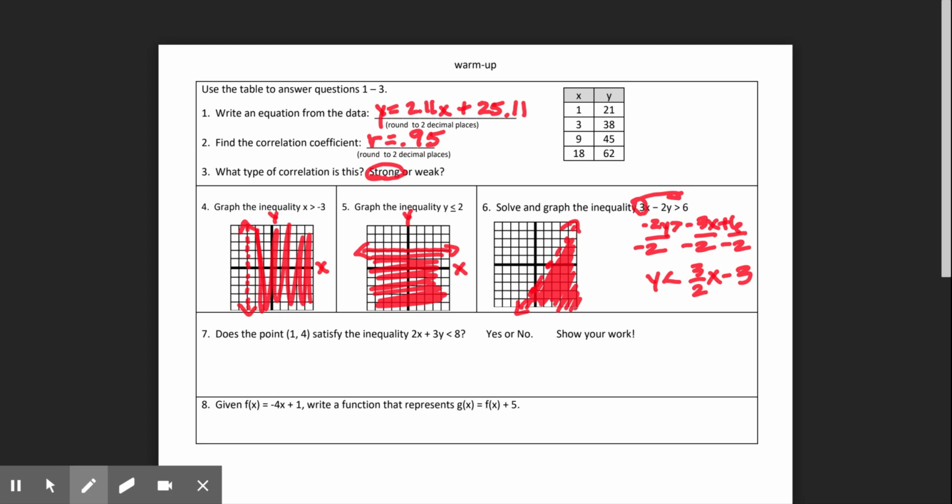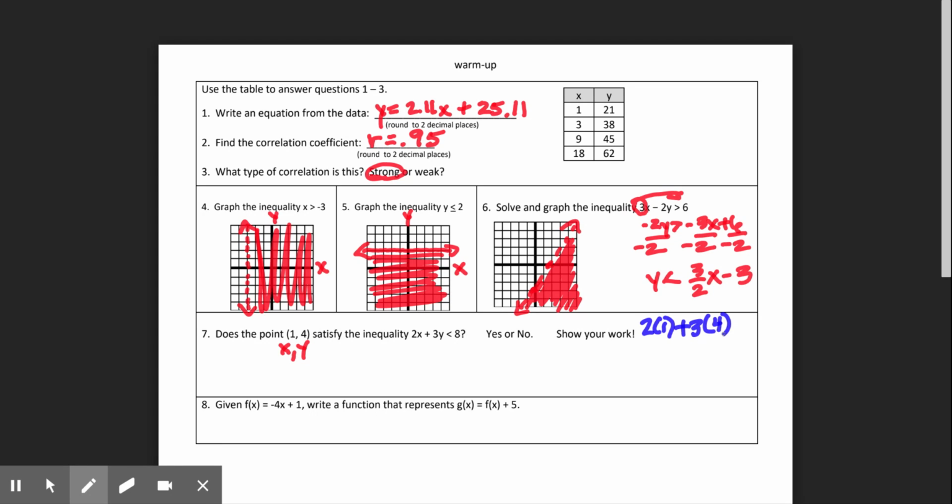Number 7, does the point 1,4 satisfy the inequality 2x plus 3y less than 8? So remember, this is your x value and this is your y value. So I'm going to show you the work over here. Let me go ahead and change color so it won't interfere with problem 6. So this will be 2 times 1 plus 3 times 4.